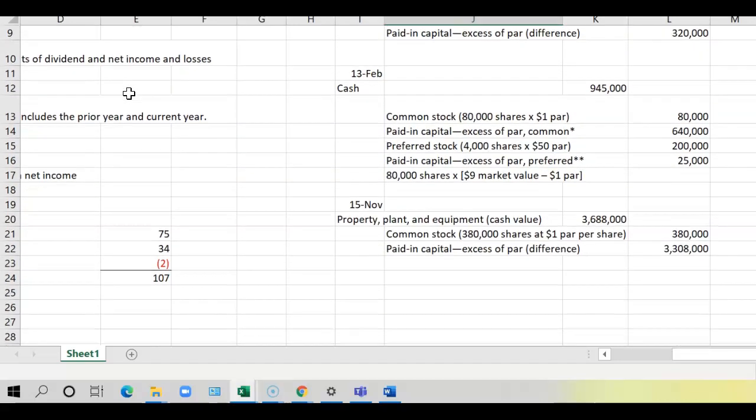Now, on November 15th, issued 380,000 of its common shares in exchange for equipment that had a cash price and was known to be $3,688,000. Well, in this transaction, we actually have the cash price or the fair value price. So we would debit the property, plant, and equipment for $3,688,000. The common stock would be 380,000 times a dollar. So the remaining amount would be a credit to paid-in capital for $3,308,000.